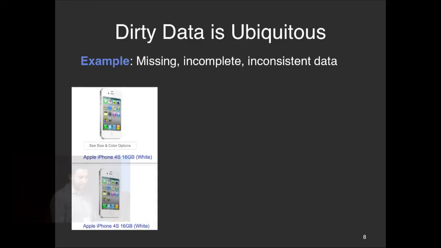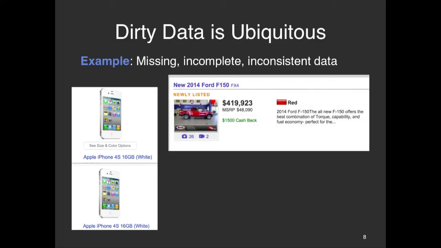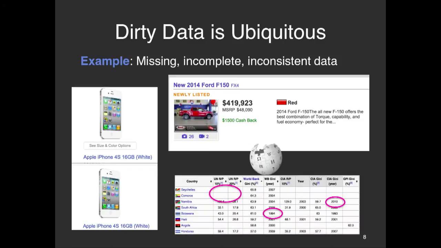This is from Amazon.com. There are duplicates in the data, 2 identical iPhones. We found this cool used car site where somebody posted a truck for $420,000, which is a bit of a markup over the market price of $48,000. And if you go on any page on Wikipedia that has a table of data, you'll find missing values, stale values, out-of-date data values.